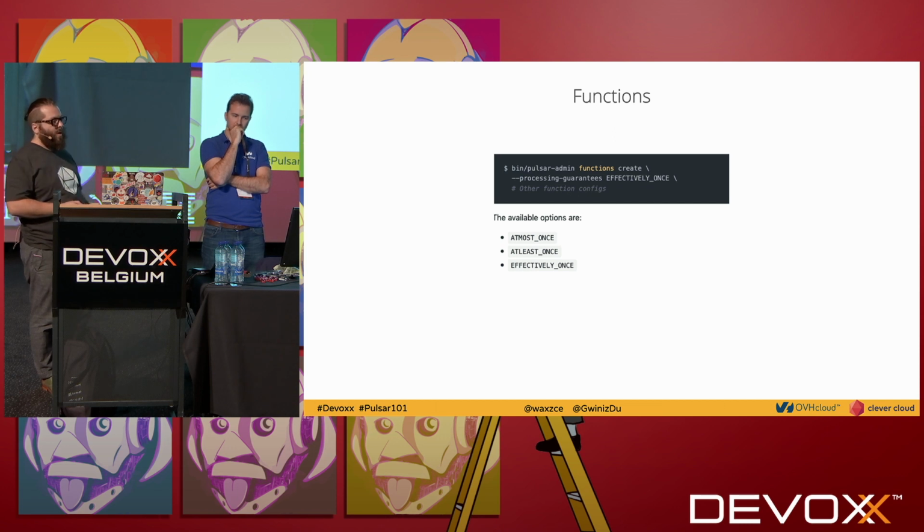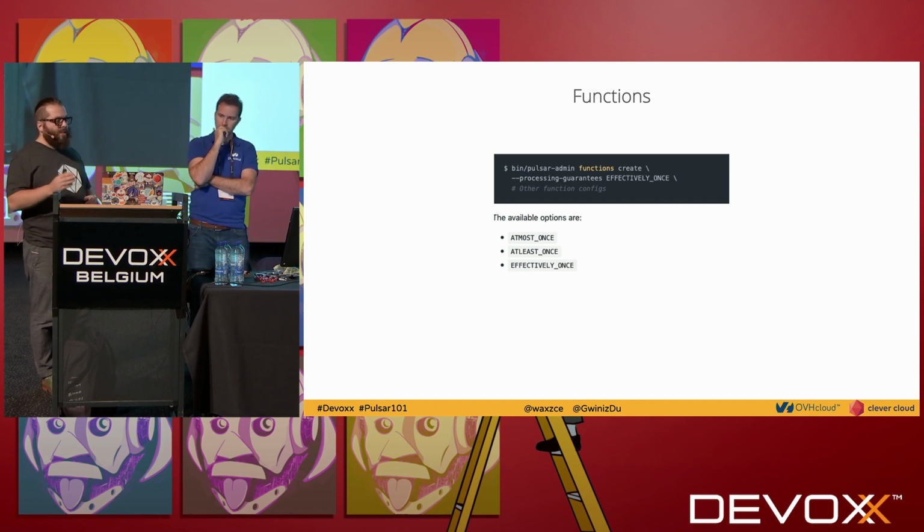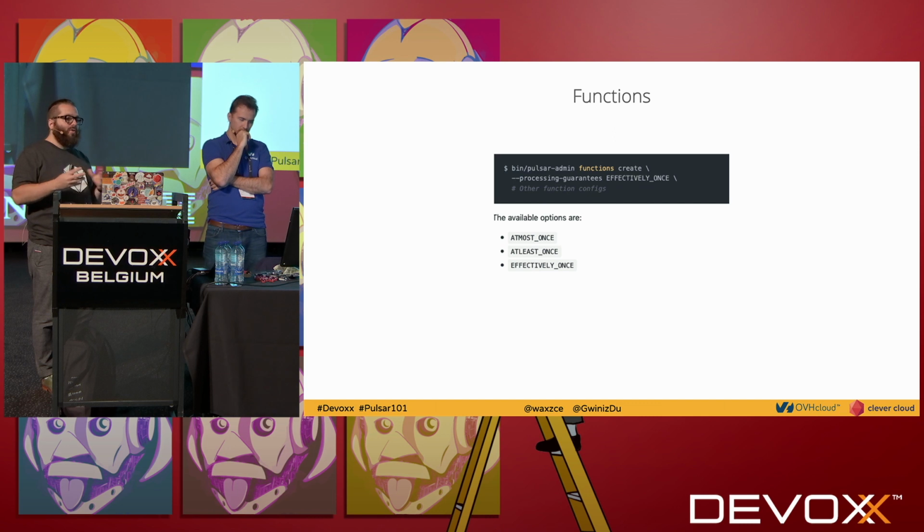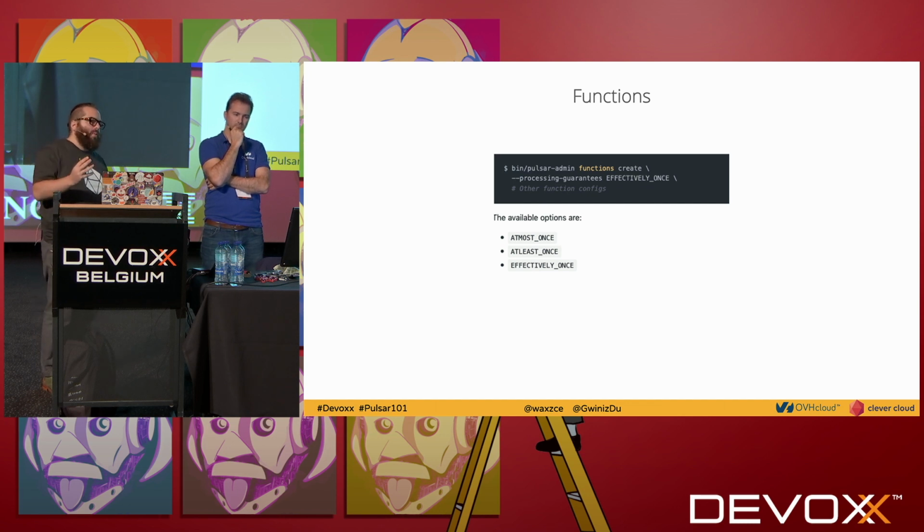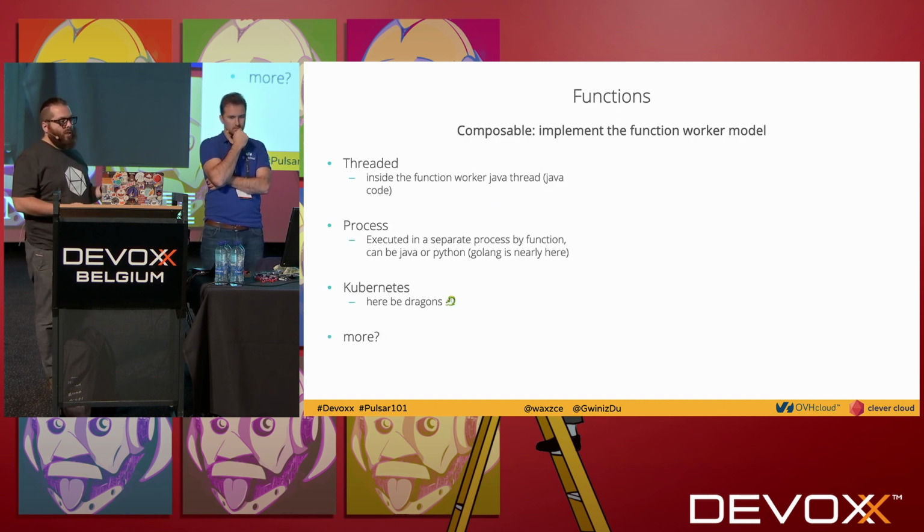You just create a Pulsar Function, and you can say what delivery guarantee you want. And once again, Pulsar's flexibility is interesting there, because the function can be executed at most once per message, effectively once per message, or at least once per message. So it's very interesting to be able to know in your function if it will be a contention point or not. And the function can be executed in a threaded mode.